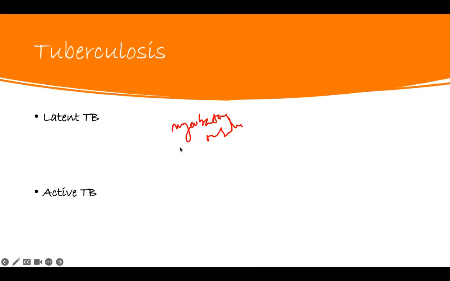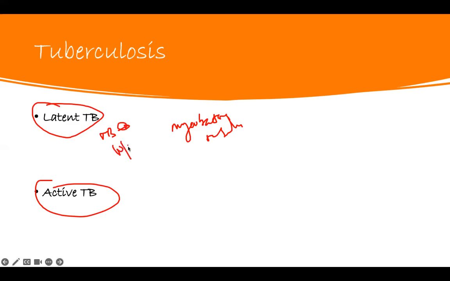There are two forms of infection: a latent form and the active form. The latent form just means that you tested positive for PPD, without any symptoms. Active TB is when you have active symptoms. You tested positive for PPD, and then you have symptoms in addition. So there is a distinction that you have to know between latent TB and active TB.